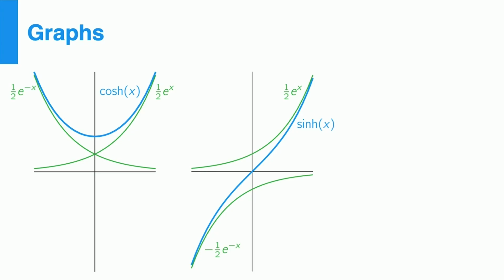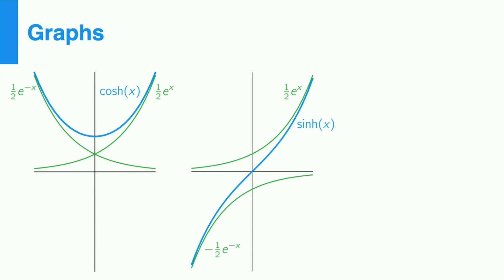A striking difference between the hyperbolic sine and cosine is their symmetry or parity. The hyperbolic cosine is symmetric with respect to the vertical axis, indicating it's an even function, whereas the hyperbolic sine is symmetric with respect to the origin and is hence an odd function.